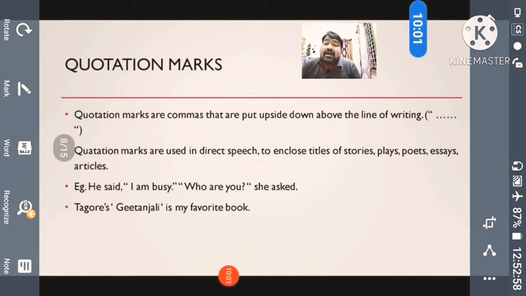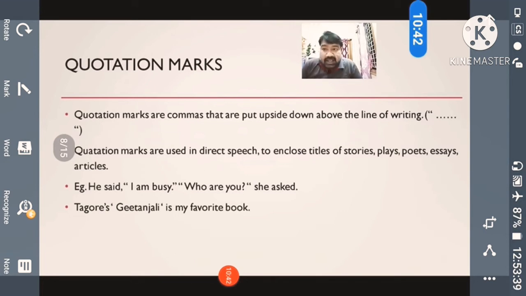He said, "I am busy." Where are the quotation marks? Before I, there is the starting of the quotation mark, and after busy, there is the ending of the quotation mark. See, following that, "Who are you?" There also, you can see the quotation marks. She asked, "Who are you?" There also, you can see the quotation marks.